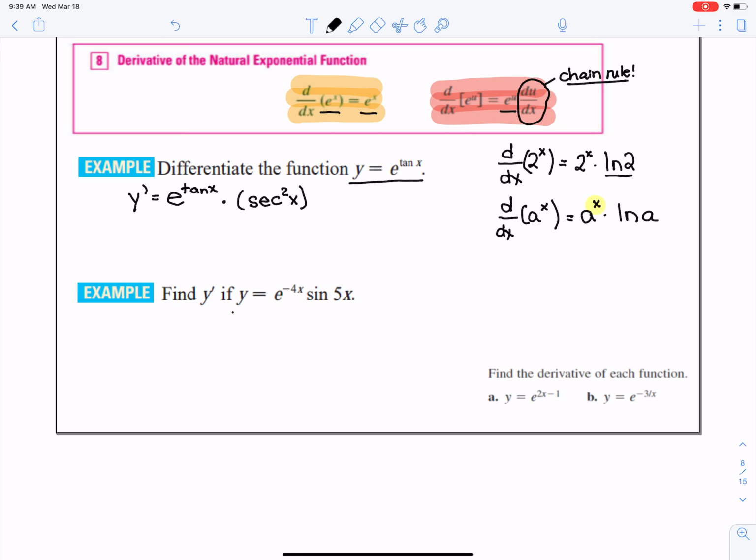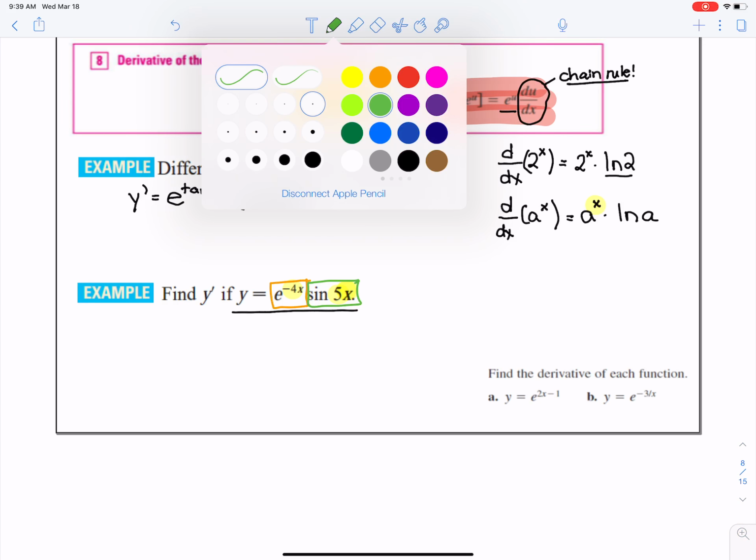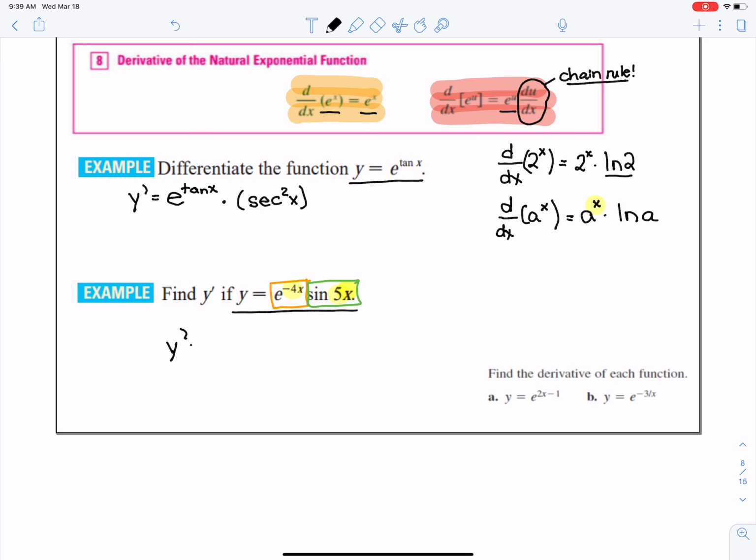Find the derivative of this function. So again, one thing we want to notice is that's not just x, so there's chain rule involved. And furthermore, there's product rule involved because I have an e function times another function, the sine function. So we're going to go ahead and do product rule. So we do the derivative of e to the minus 4x, so we leave it the same, and the derivative of the exponent is negative 4.